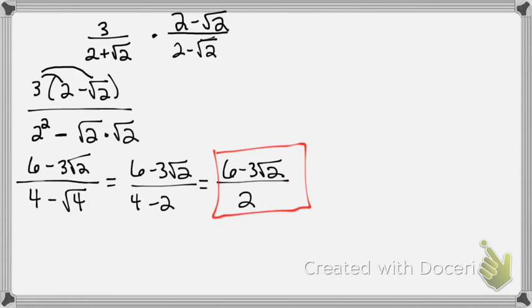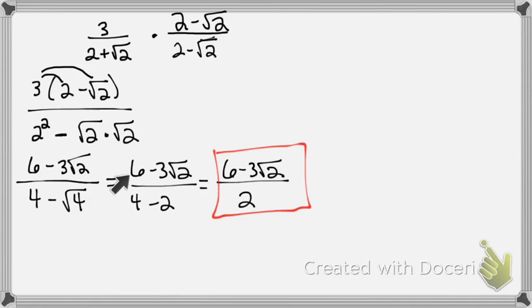Okay, for our numerator, I distributed the 3. 3 times 2 is 6. 3 times the square root of 2, I just wrote it down here. 2 squared gives me 4. Square root of 2 times the square root of 2 gives me the square root of 4.